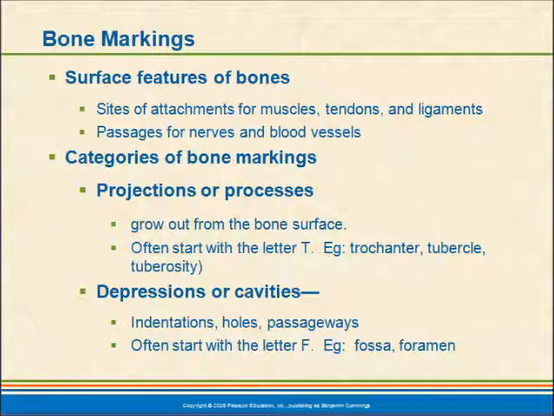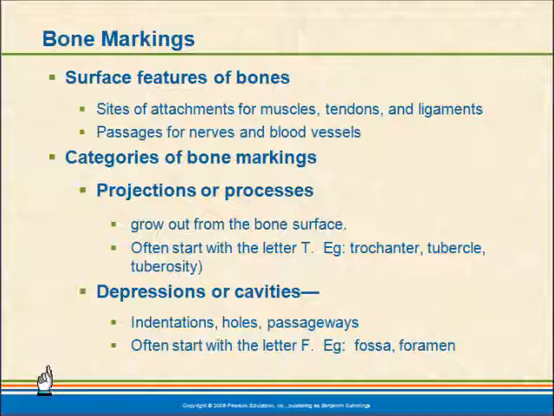Now, let's talk about some surface markings on those. Surface markings are projections or openings. They're sites of muscle attachments, tendons, ligaments, nerves, blood vessels. And there are different categories of bone markings. We have projections and processes, which are things that come off of the surface of the bone. They are raised areas. They often start with the letter T, in fact.